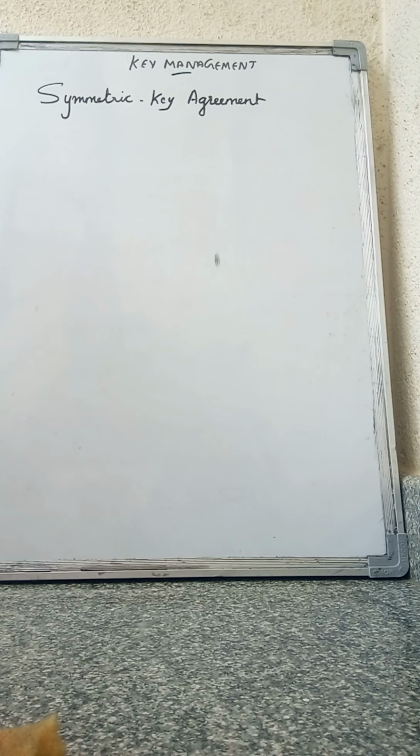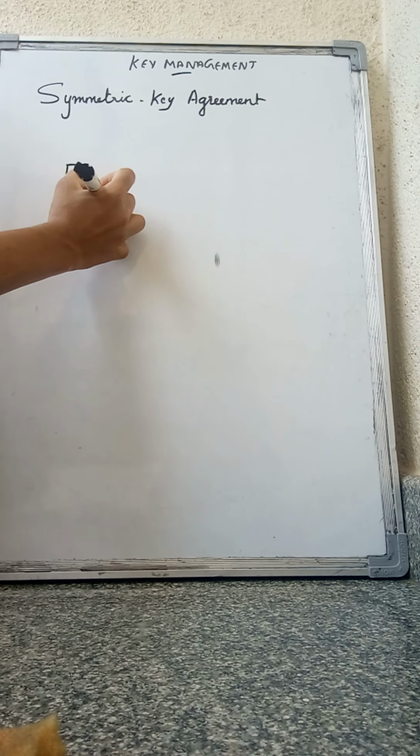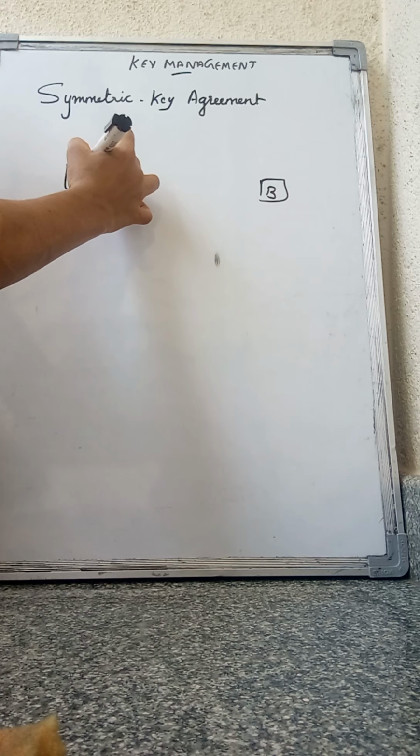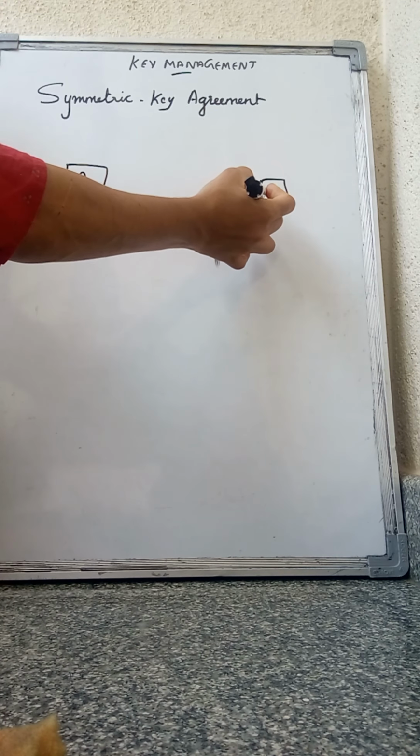Hi. Today's section is symmetric key agreement. I have already told what a symmetric key agreement is. For example, Alice is here and Bob is here, and they have to exchange the secret key between each other.